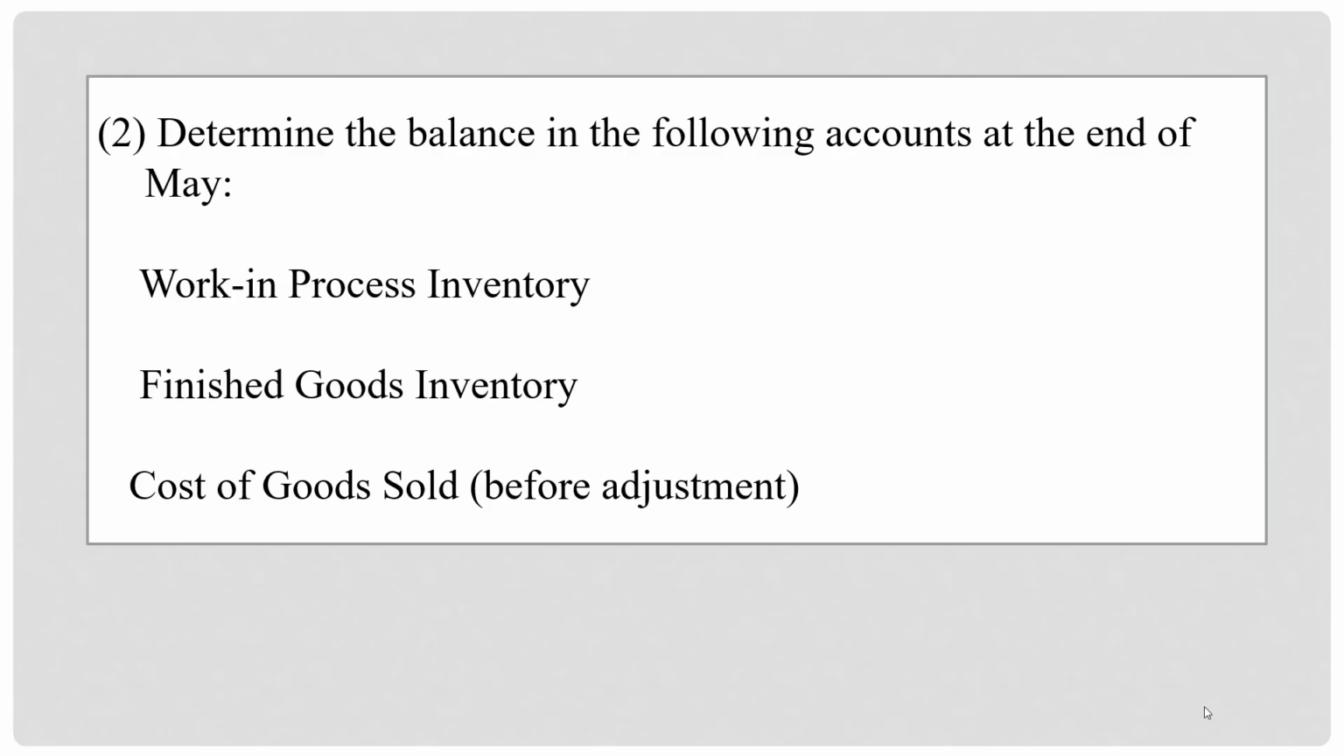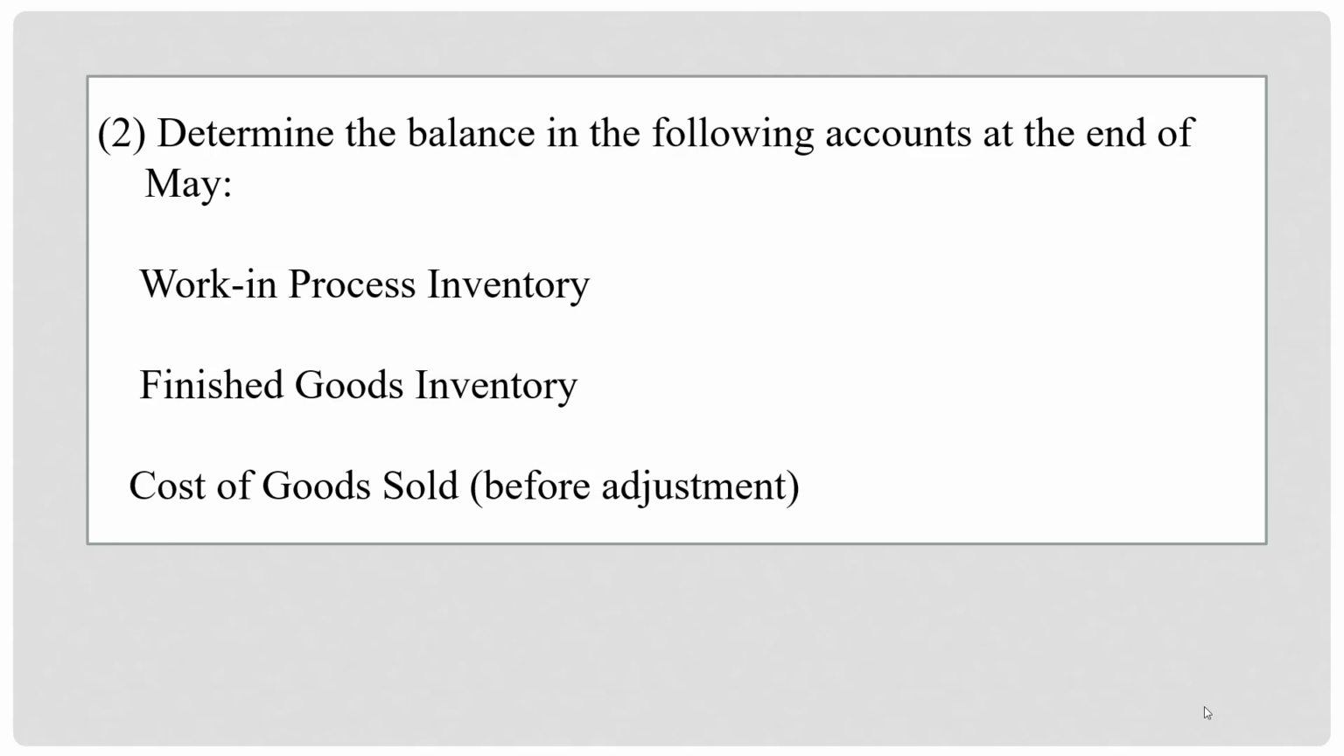Now that you've recorded the journal entries, let's assimilate the information. Question 2 says, determine the balance in the following accounts at the end of May. Work in process inventory, finished goods inventory, and cost of goods sold before adjustment. Now normally from your first accounting course, you would think that the best way to analyze this would be to prepare a T account on each of these accounts. However, what I'd like you to see is that in a job order system, you can simply identify which jobs are still in process or still in the finished goods warehouse or included in cost of goods sold at the end of the period.